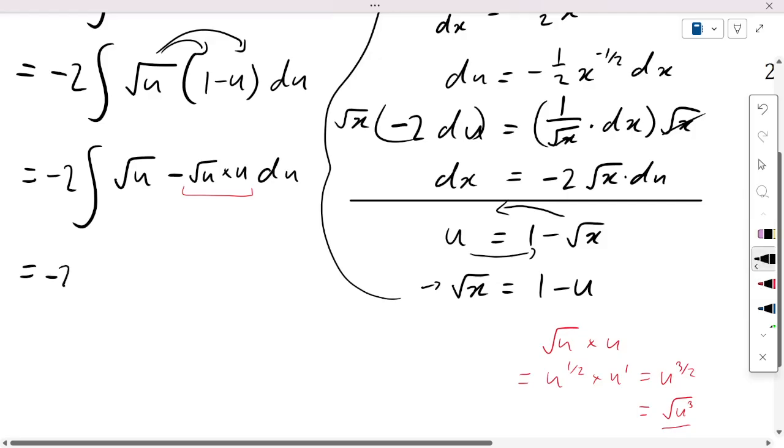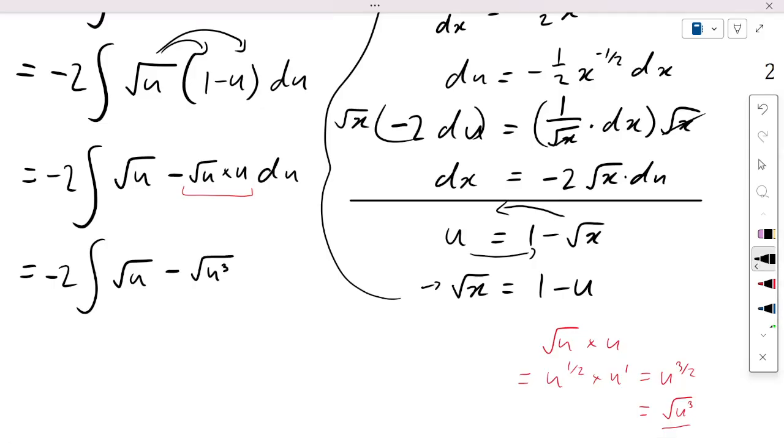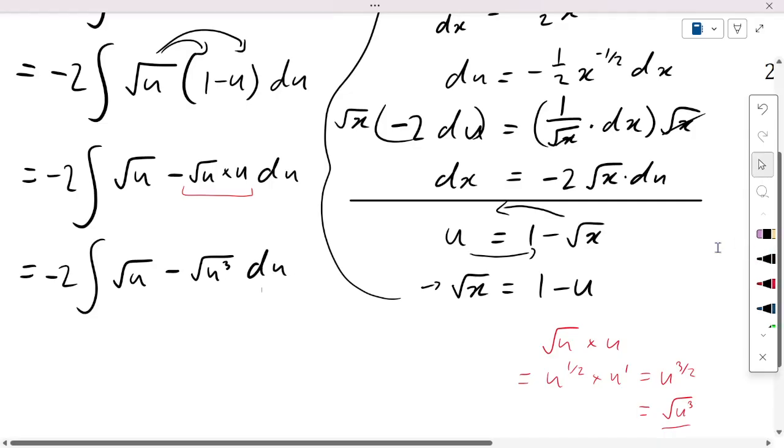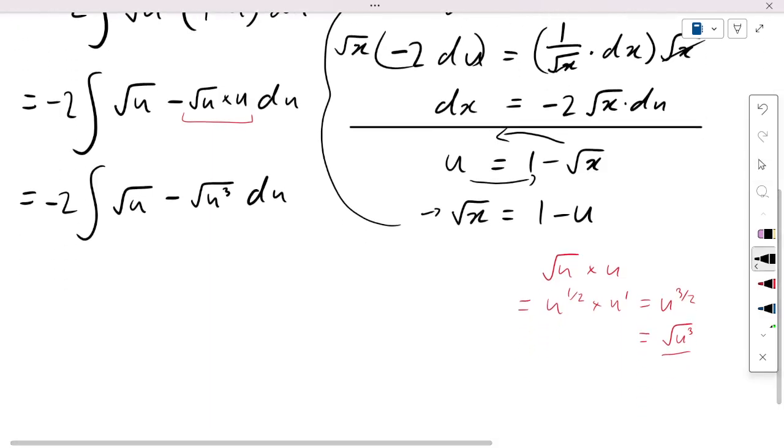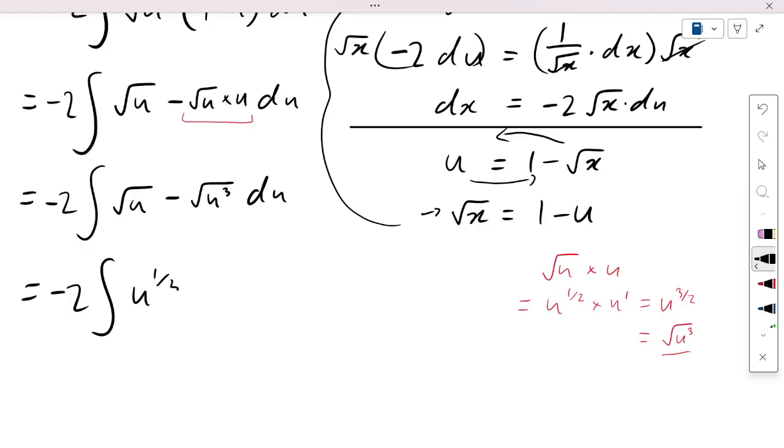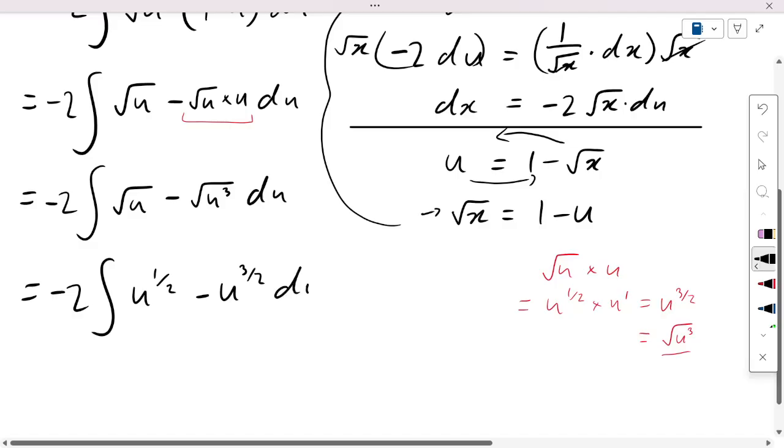So there we go. Root u to the power of 3 is what we have, which is right over here. So we're just going to replace that: negative 2 integral of root u minus root u to the power of 3 with respect to du. And now we're going to take the integral into both of these terms, and it'll be negative 2 and then bracket. Actually, I think what we should rather do is write this as exponents instead. So it's going to be u to the power of a half. Should have done that in the first place. And then minus u to the power of 3 over 2 with respect to du.